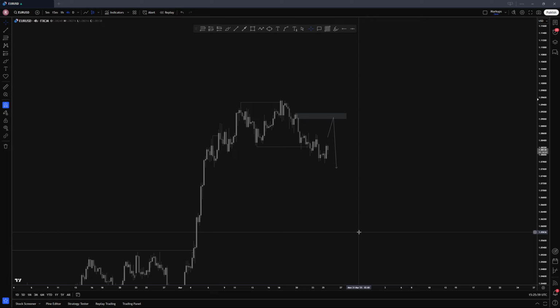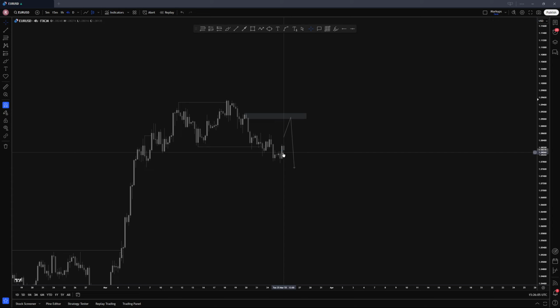So let's start with USD. As we can see, yesterday it just continued to drop lower, but today we do have a minor break, and price could potentially start a retracement from here.